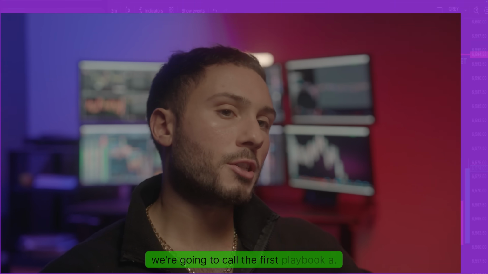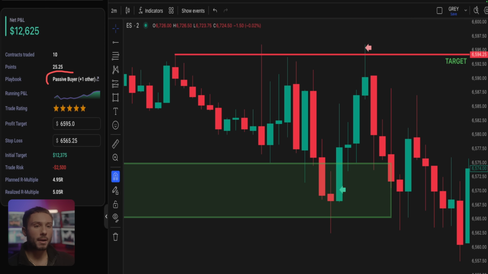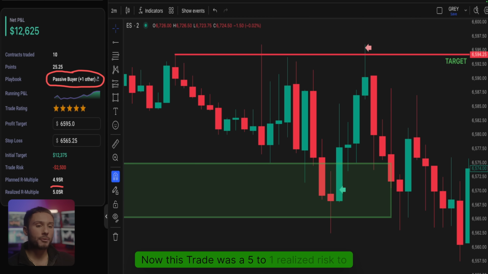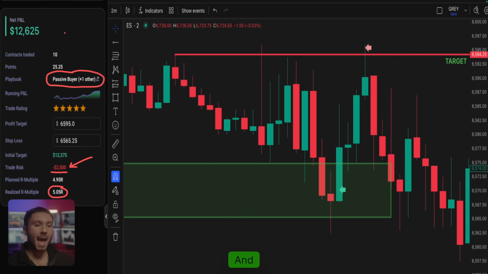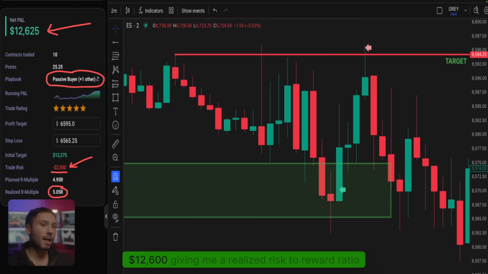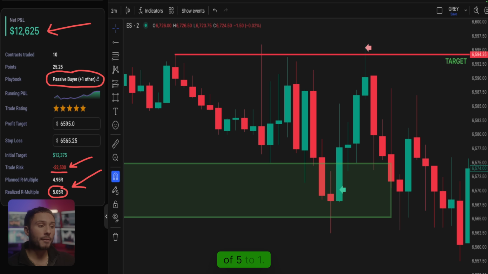We're going to call the first playbook a passive buyer or a delta outlier, and you're going to see why in a few seconds. Now, this trade was a 5-to-1 realized risk to reward ratio. What that means is I risked $2,500 on this setup, meaning if my stop loss hit, this is how much money I was willing to lose. And I profited $12,600, giving me a realized risk to reward ratio of 5-to-1.